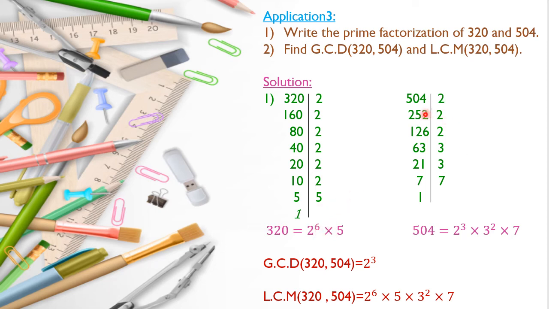504 by 2 it's 252, by 2 it's 126, by 2 it's 63, by 3 it's 21, by 3 it's 7, and 7 is a prime, we divide it by itself, so 7 by 7 it's 1. Then 504 is equal to 2 multiplied by itself 3 times, so 2 to the power 3 times 3 multiplied by itself 2 times, so it's 3 power 2 times 7. Part 2: find the GCD and LCM of 320 and 504.